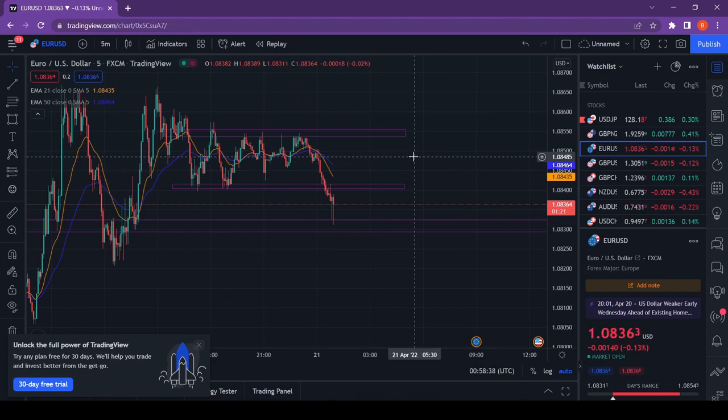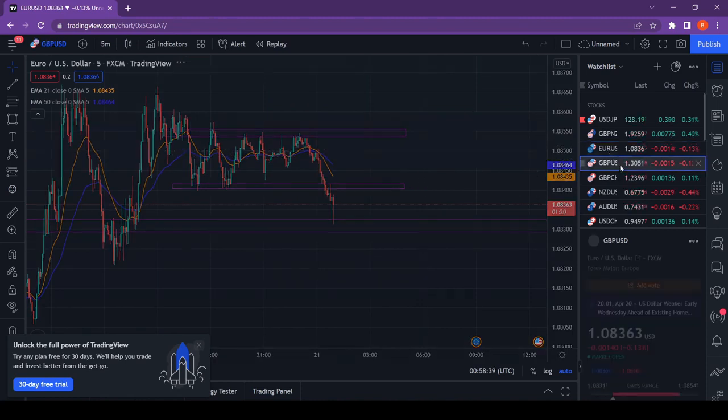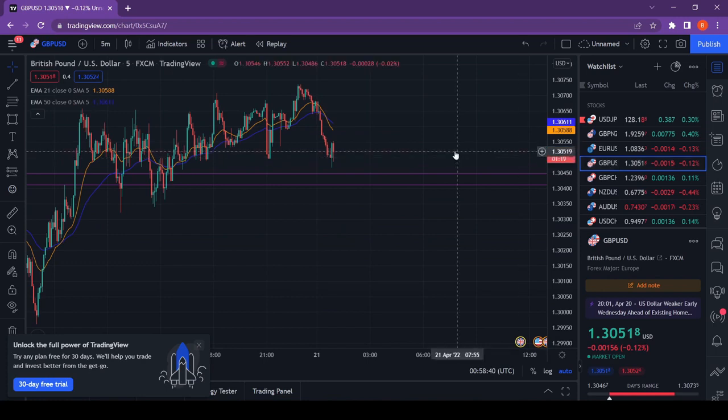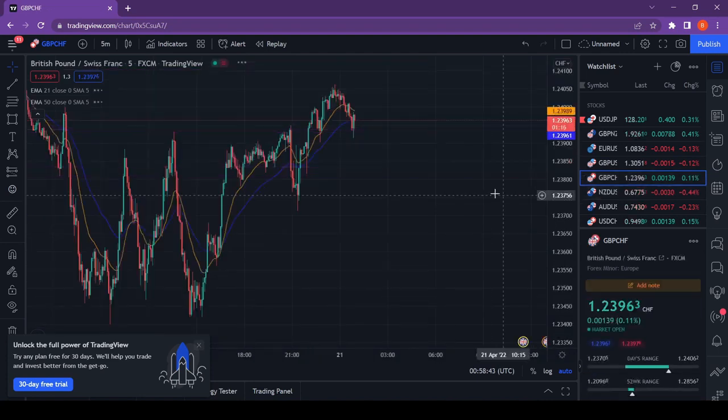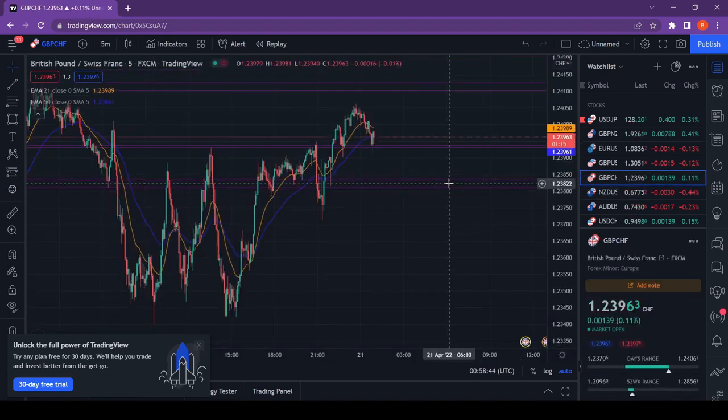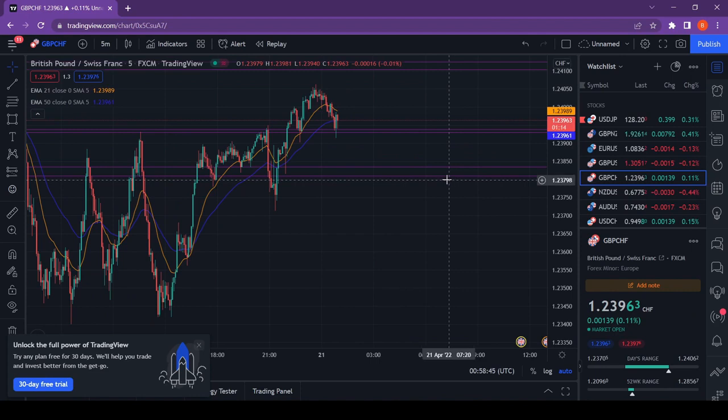Best form of confirmation is on the 30-minute and higher time frames. Guys, tattoo this on your hand, forehead, write it down, put a sticky note, paste it on the computer, whatever. But the best form of confirmation is on the 30-minute time frames and higher.